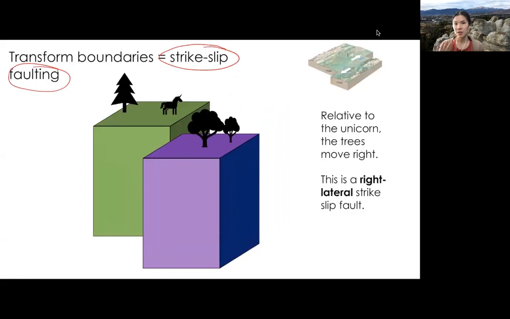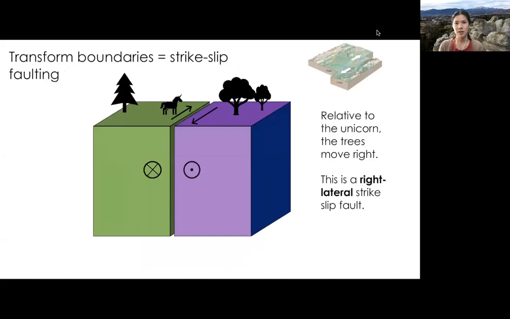The terminology is the same, whichever side you're on. So if you were to switch viewpoints to be from the trees instead of from the unicorn, so standing on the purple block instead of the green block, you would still see the other block moving to the right. So it doesn't matter which side you're viewing from, this is going to be a right lateral strike slip fault. And you can imagine the opposite would be true as well.